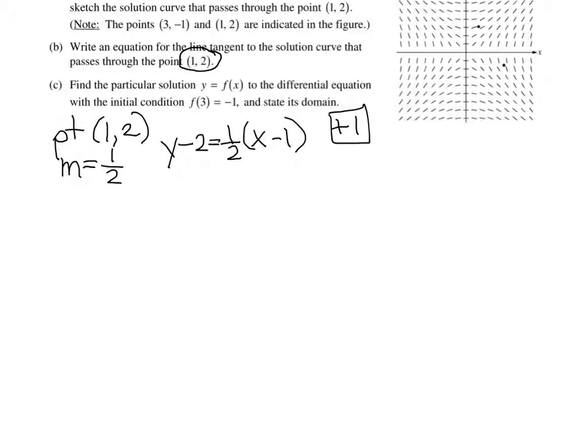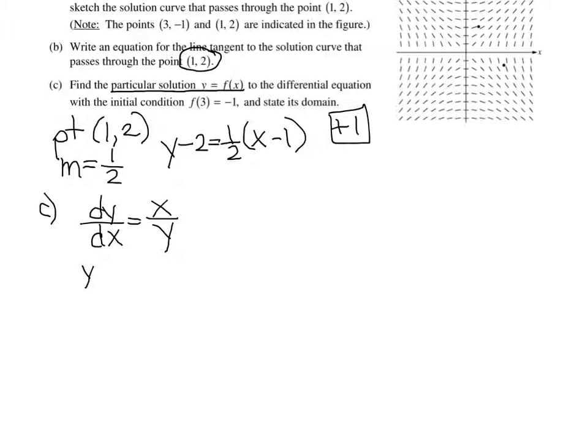Okay, now for part C. Now A was worth 2 points. You got a point for each piece of the particular solution drawn correctly. So C now is going to be worth 6 points. And they say find the particular solution y equals. So in other words, you are given the differential equation, and now they want you to solve for y. So now we're going to separate, integrate, add a c.